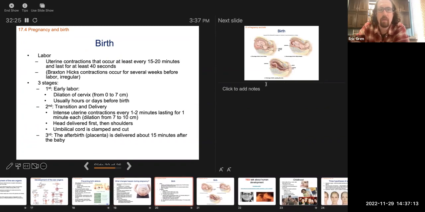All right, as we approach the end of the third trimester and we're getting ready for birth, we enter a phase called labor, right? So labor involves contractions of those very strong, smooth muscle walls of the uterus. When uterine contractions are happening at least every 15 to 20 minutes, and they're lasting for a minimum of 40 seconds each, that's where we actually refer to proper labor.